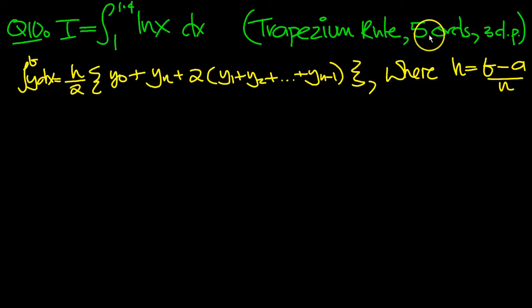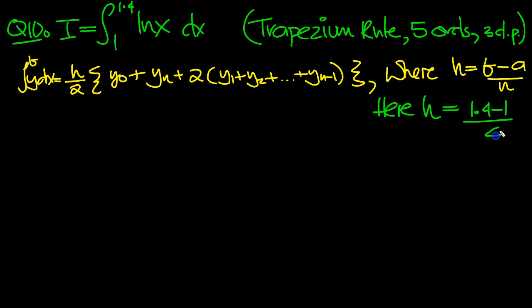Use the trapezium rule with 5 ordinates to work out this integral here to 3 decimal places. Let's get the value of h first then. h equals b minus a. Here's b, here's a. So it's 1.4 minus 1 over the number of intervals.